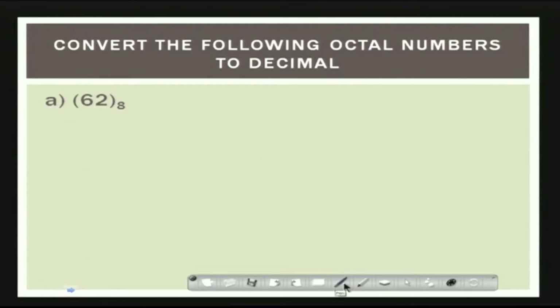Now, we will try to do it. So, if I take 62, it is an octal number. So, what should I do now? I should multiply 2 by its weight. What is the weight of 2? It is 8 power 0.